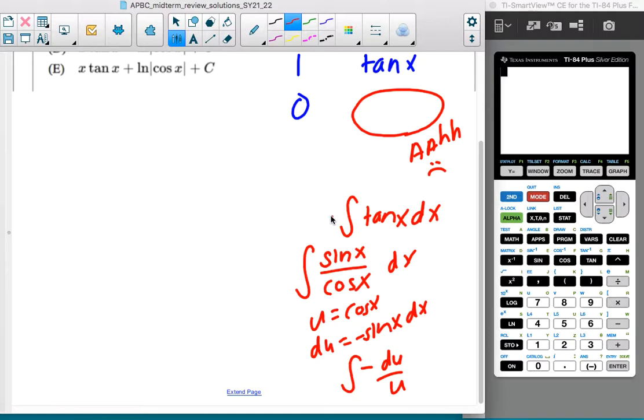That means that this is a negative natural log of the absolute value of cosine, which is your u, plus c, right? And the plus c we'll deal with later. But this is a negative natural log of the absolute value of cosine.